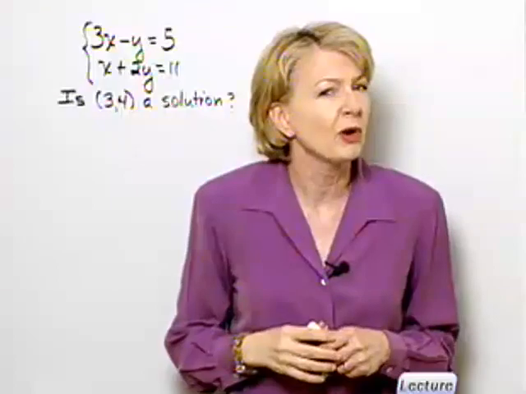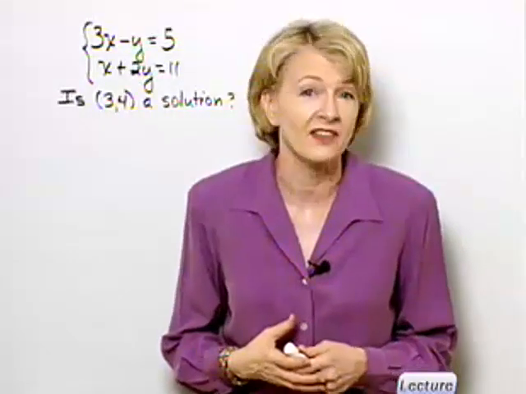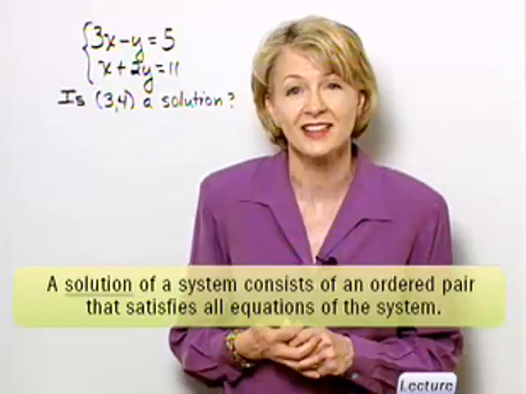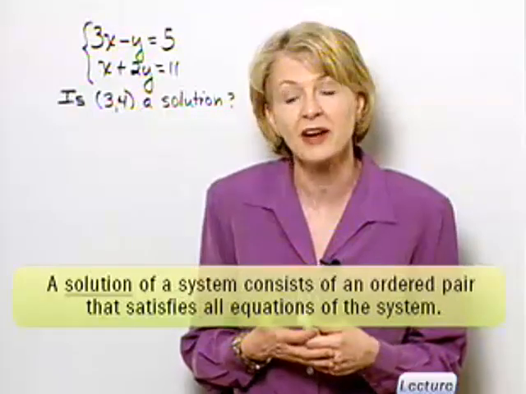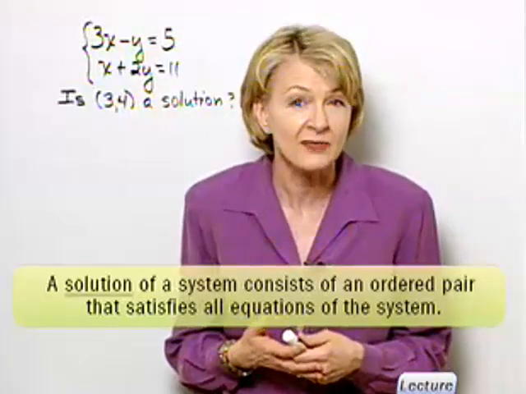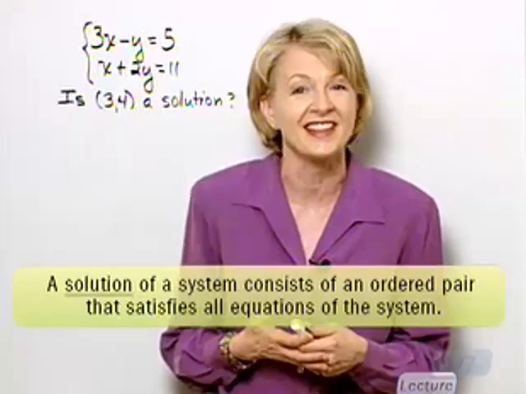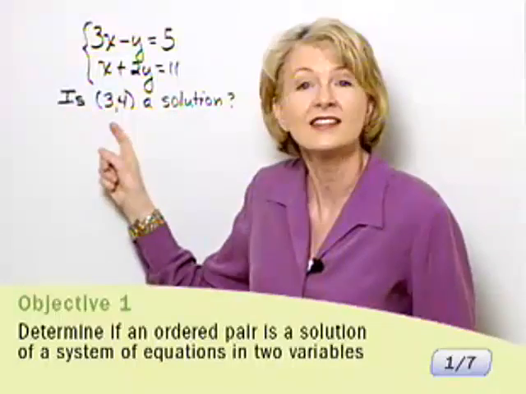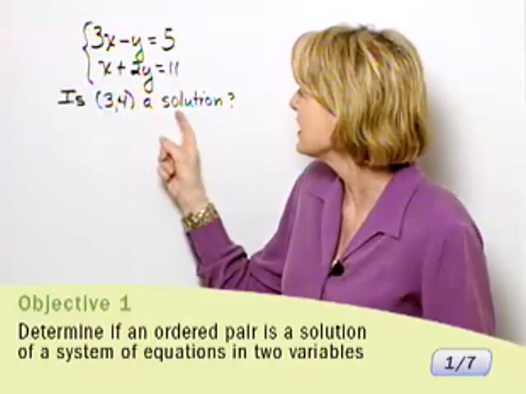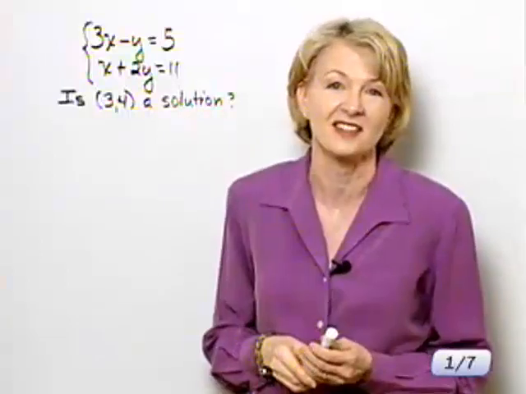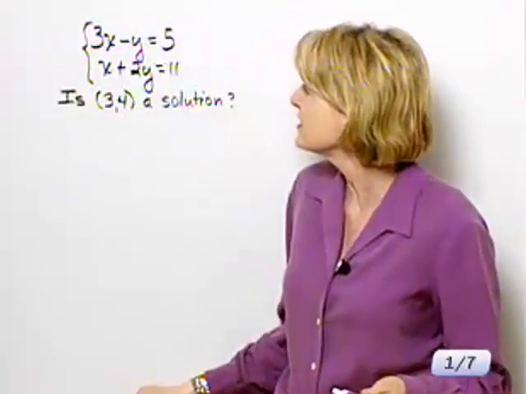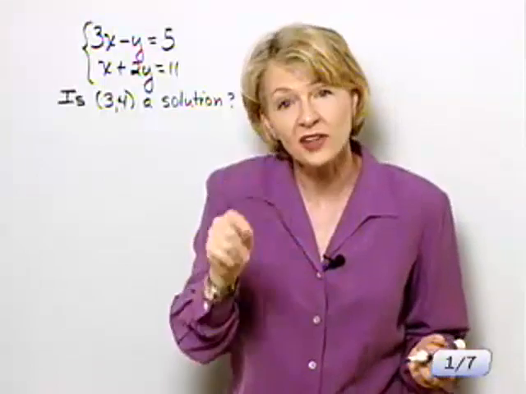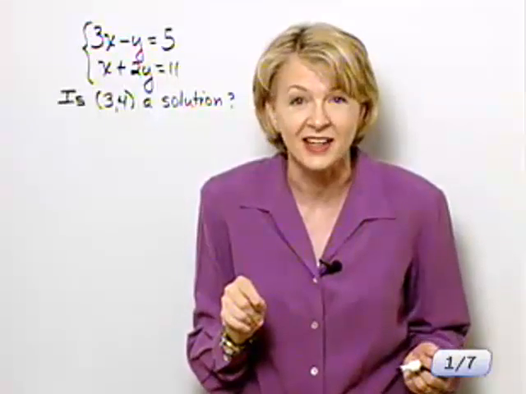Now let's talk about what we mean by a solution of a system of linear equations. A solution consists of an ordered pair of numbers that satisfies both equations in the system. So we'd like to know, is this ordered pair of numbers a solution of this system? To see if it is, we need to see if it is a solution of the first equation and also a solution of the second equation.